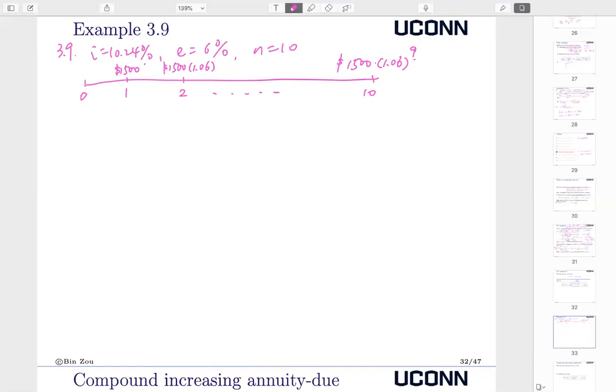By the way, we don't have a dedicated notation for the PV of compound increasing annuity. Okay, so let's just use PV of this special annuity. Right, the second step, at least in my approach, is to write down all the terms. Right, 1,500 is at year 1, so times by 1 year discounting factor.